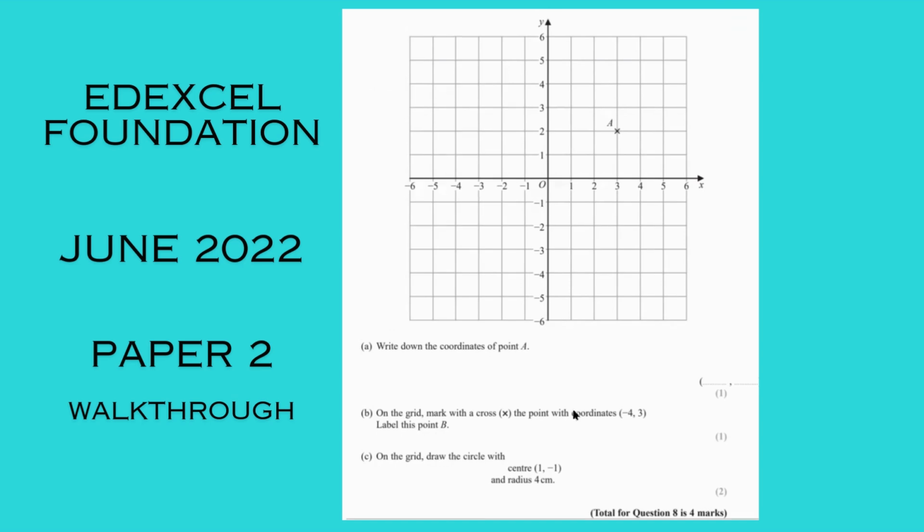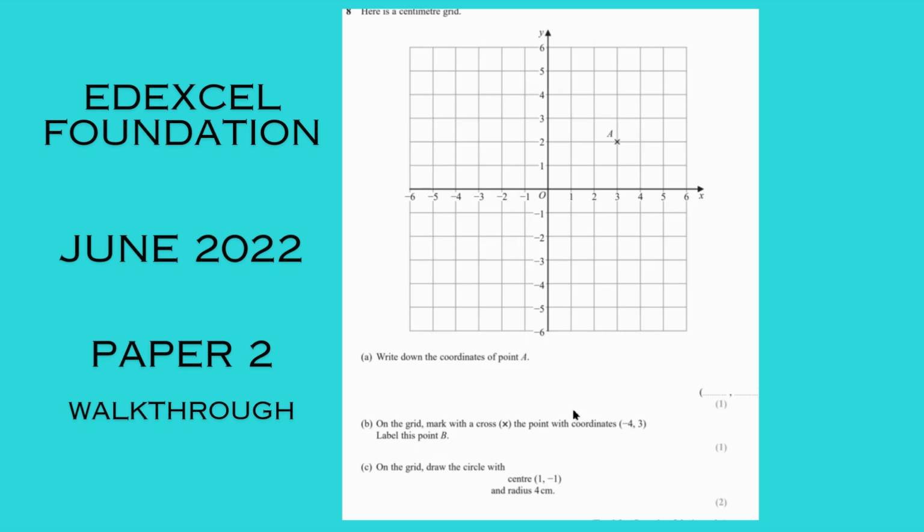Number 8. So write down the coordinates of A. A is 3 to the right from the origin and 2 up. On the grid, mark with a cross, so negative 4, 3. So negative 4, 3.